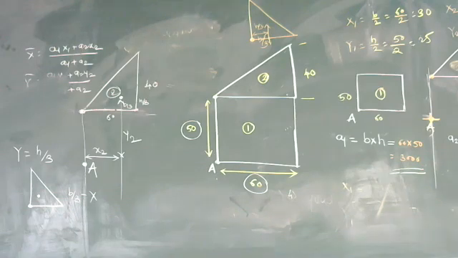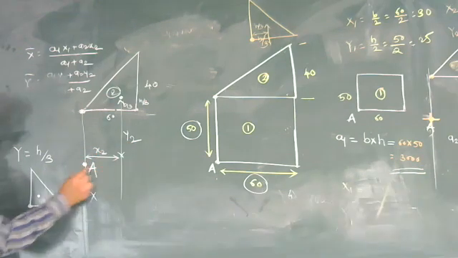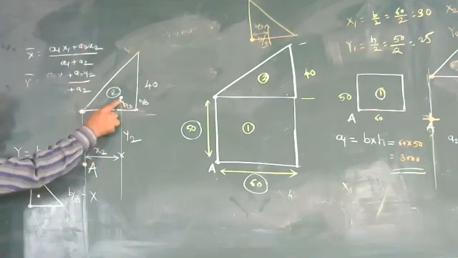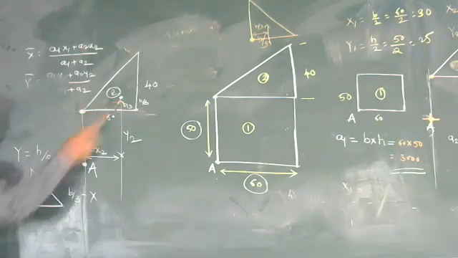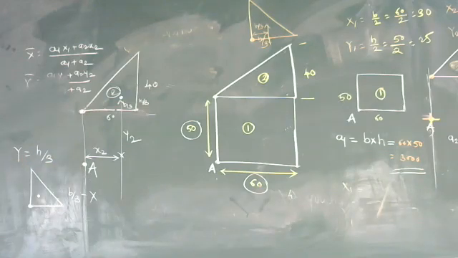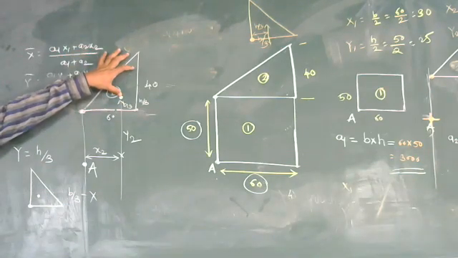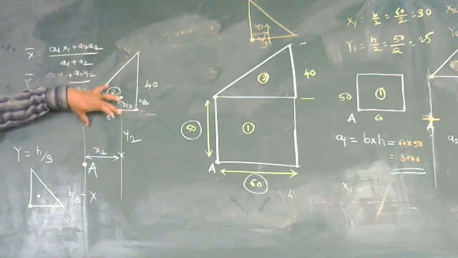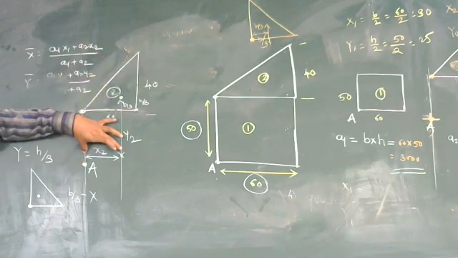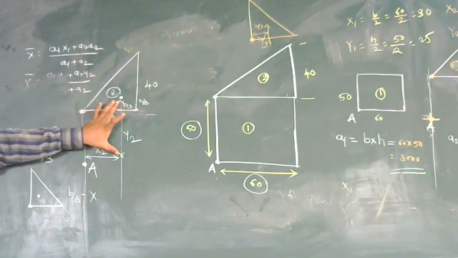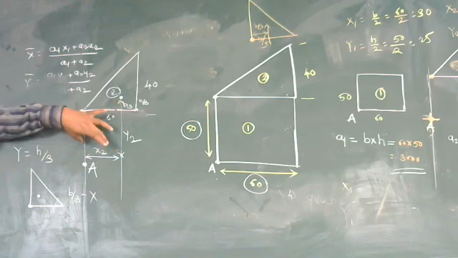Are you understanding? Now see here, again I am repeating this. What is the x2 and y2? x2 is nothing but the centroidal location of the triangle from point A. Centroid is here. How much distance is this point from that point? The horizontal distance we will call x2, the vertical distance we will call y2. Are you understanding now? This is y2 and this is x2.